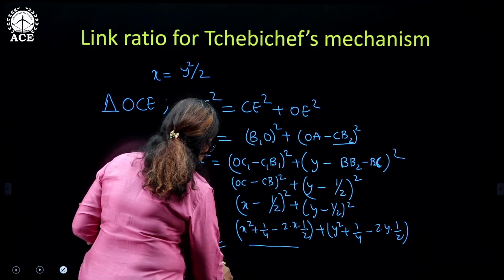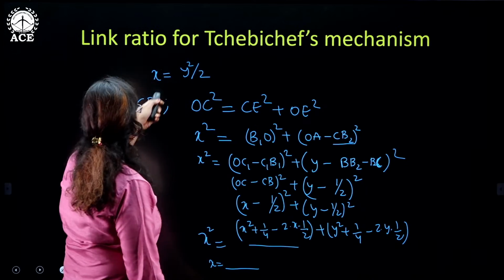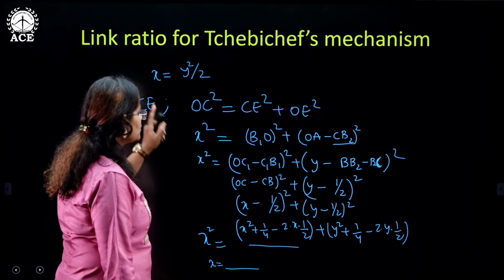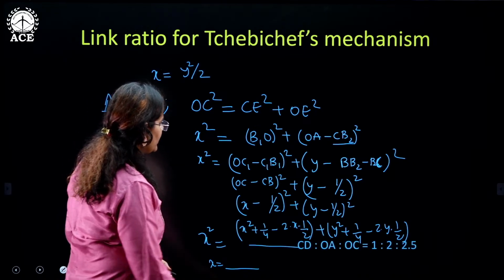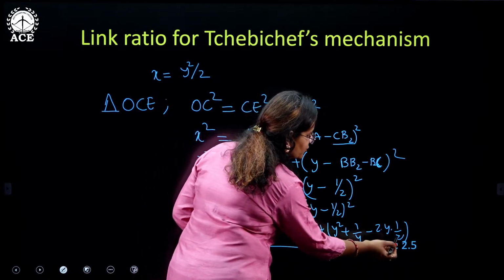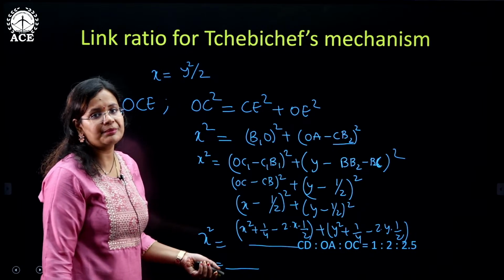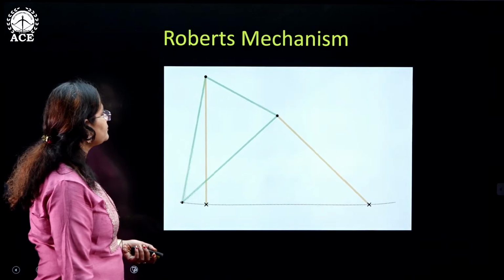So finally you will get some value for X. And here you have got X is equal to Y square by 2. So when you substitute this one and this one, you will finally get the equation as CD is to OA is to OC is equal to 1 is to 2 is to 2.5. You can further solve it and please let me know if you have got the same equation, same ratio.